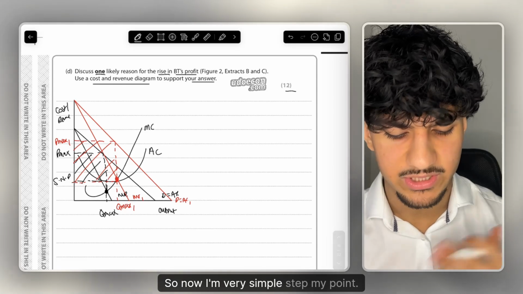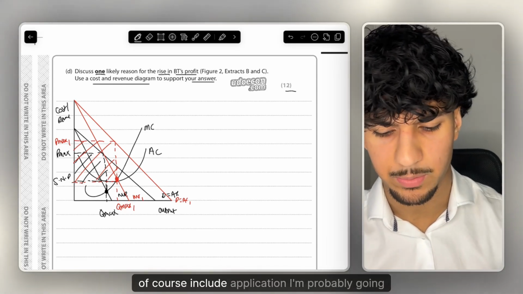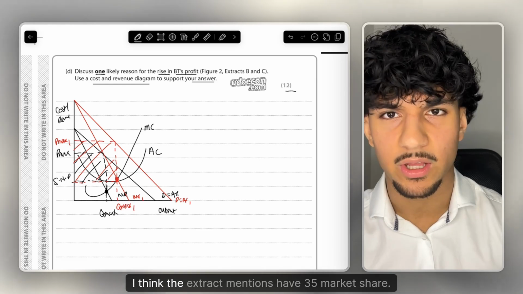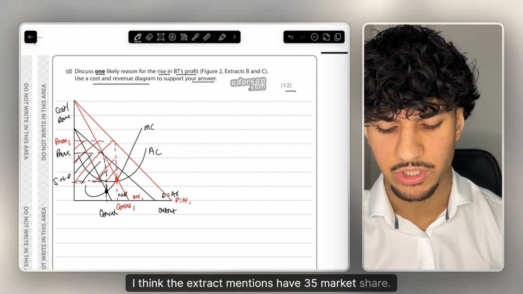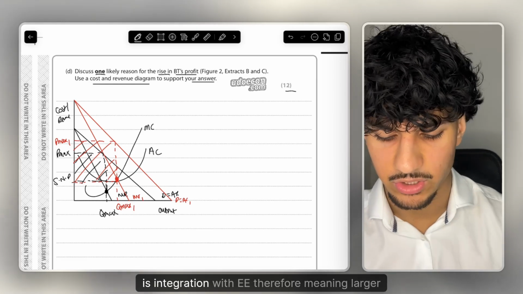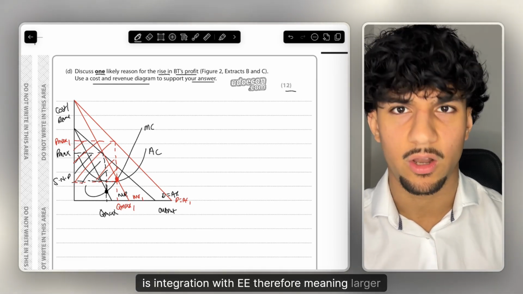So now I'm going to be very simple, state my point, and of course include application. I'm probably going to go down the route of monopoly power, since I think the extract mentions 35% market share. So let's get on with that. One likely reason for the rise in BT's profits is integration with EE, therefore meaning larger market share.